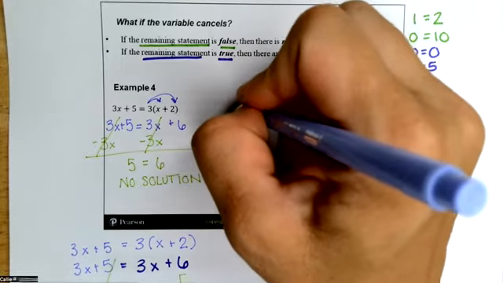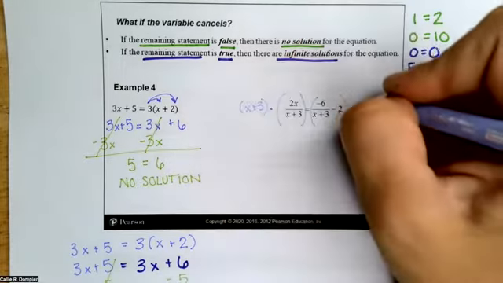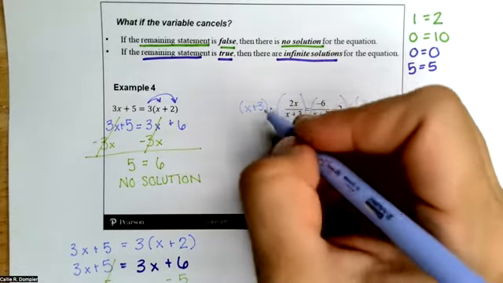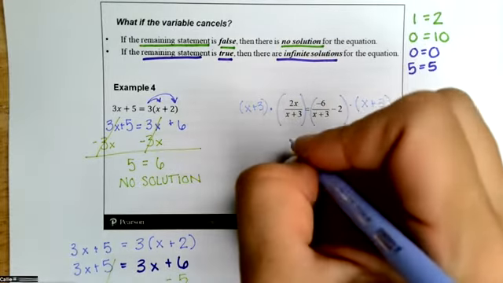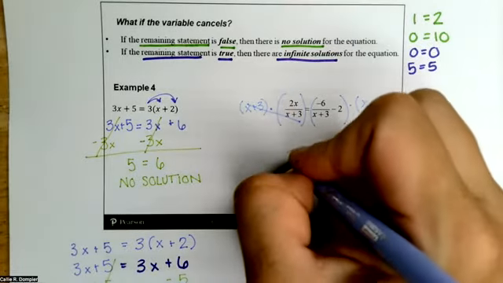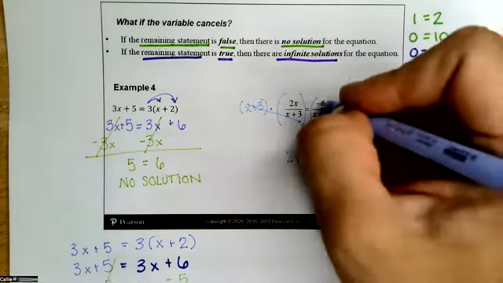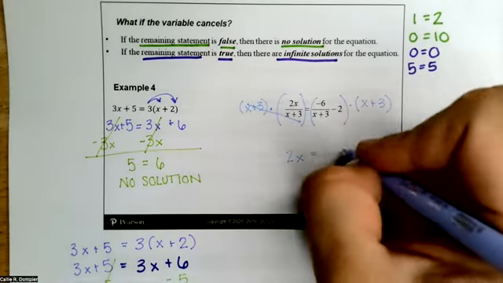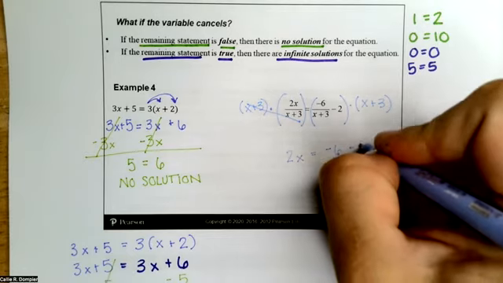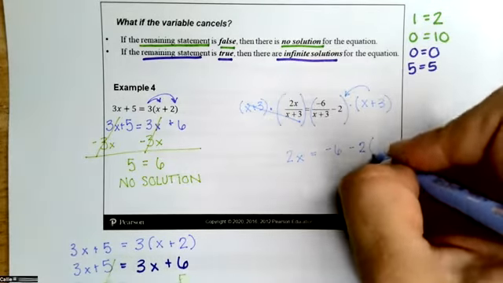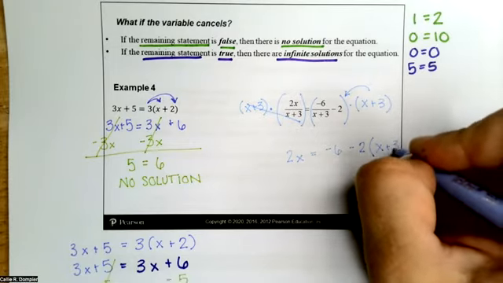In this case, it would be x plus 3. So if I take x plus 3 times 2x divided by x plus 3, those cancel, right? And I'm left with 2x equals negative 6 over x plus 3. The x plus 3 cancels, so it's just negative 6. But minus 2, I do have to distribute that x plus 3 to the minus 2, so it'll be minus 2 times x plus 3.